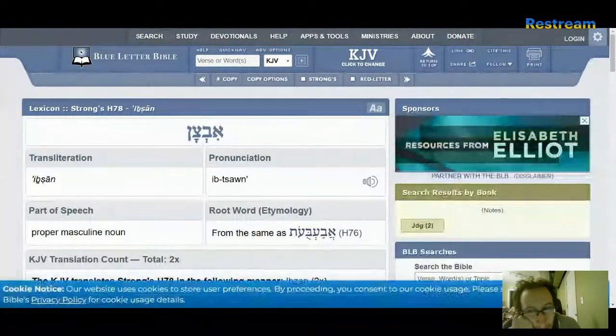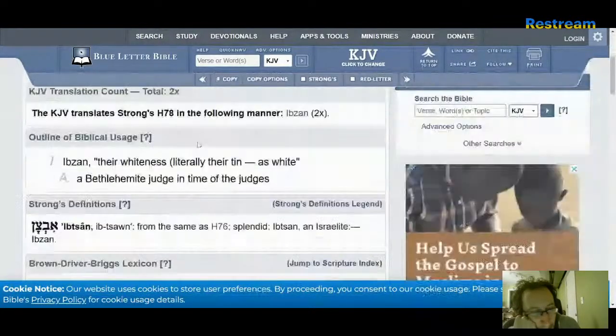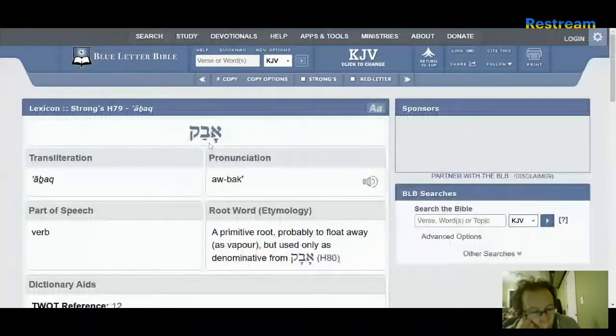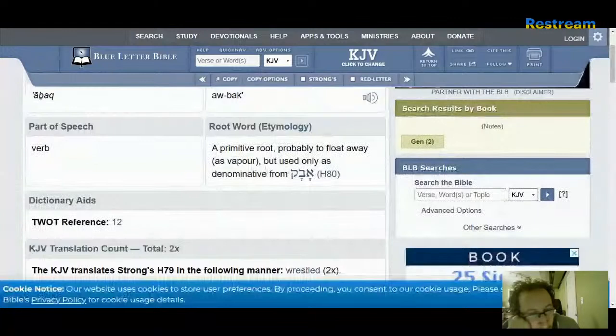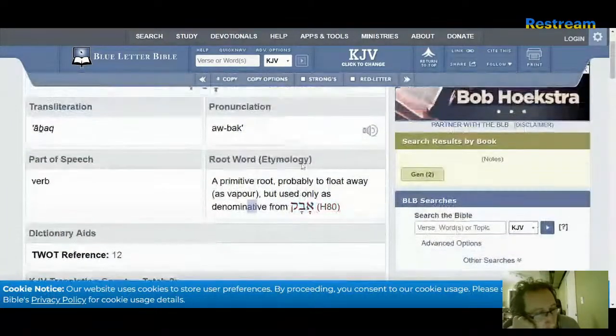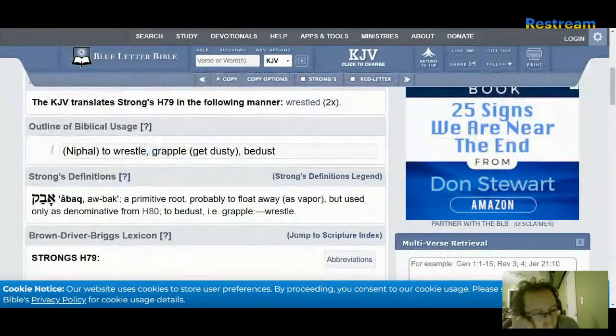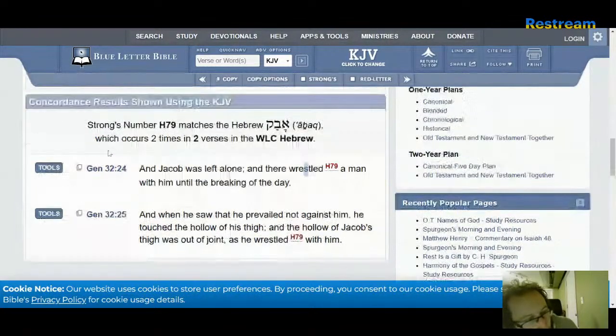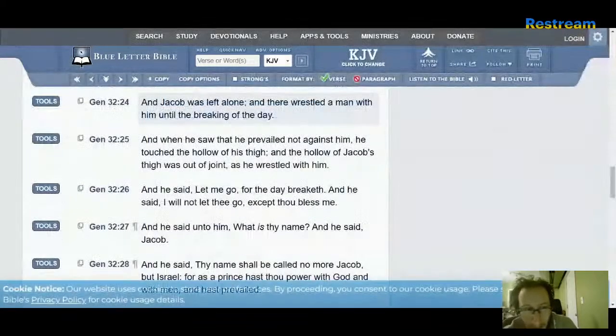And we have Ibzan, so it's a name of a man, a Bethlehemite judge in the time of the judges. Abak, a primitive root, probably to float away as vapor, but used only as the nominative from abak, H80. So to wrestle, grapple, bedust. So let's take a look. That's what we were just discussing. Jacob was left alone, and there wrestled the man with him until the breaking of the day. And the hollow of Jacob's thigh was out of joint as he wrestled with him. So we actually look at the Hebrew there, and it's using that word for the dust.